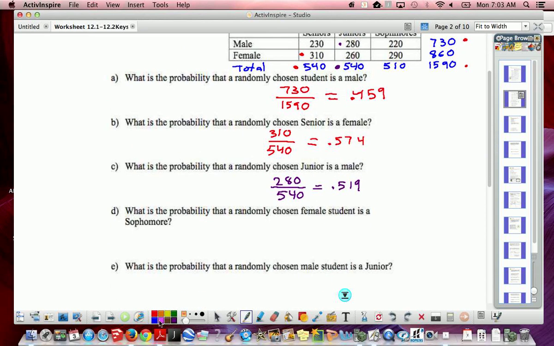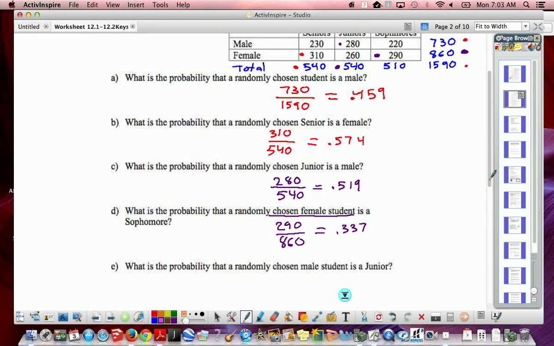D says, what is the probability that a randomly chosen female student is a sophomore? So if I look here, we have 860 female students. So that's our total because it's got to be a randomly chosen female student. We want to know how many of those are sophomores. So that's 290. So 290 out of 860 is 0.337.